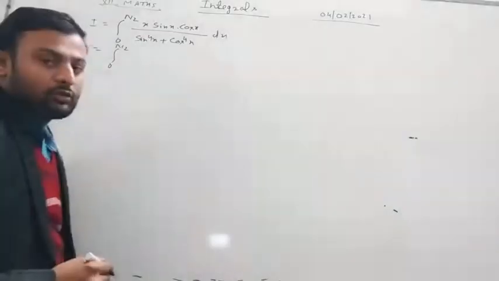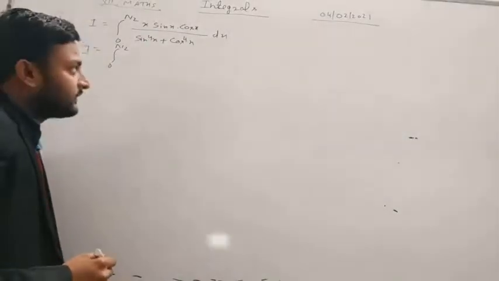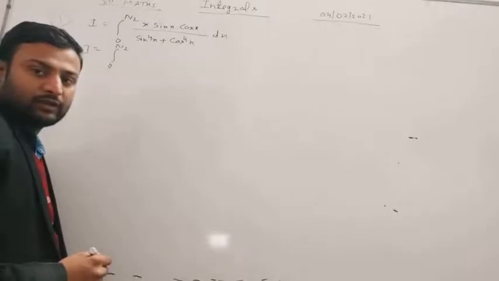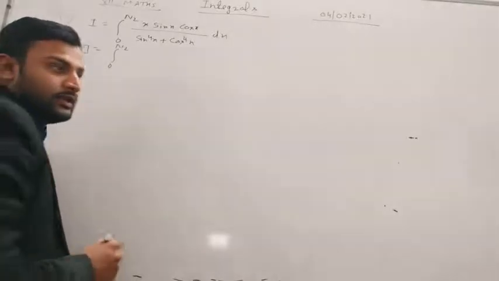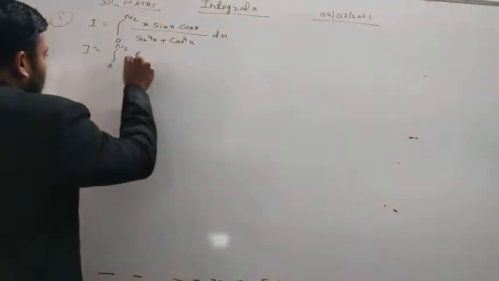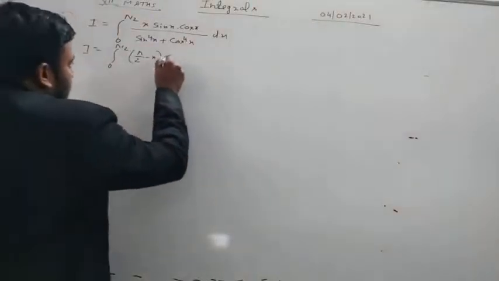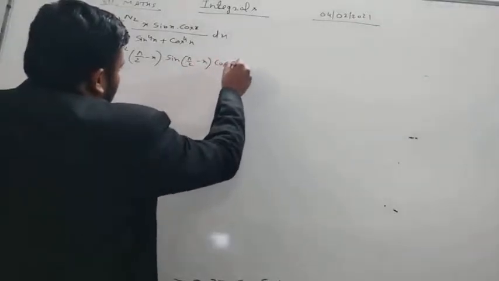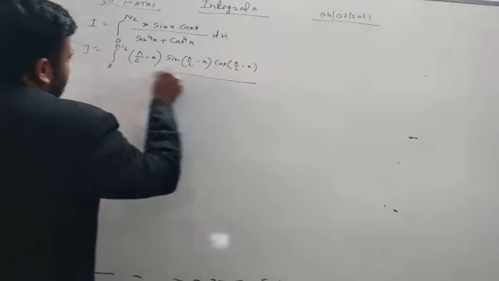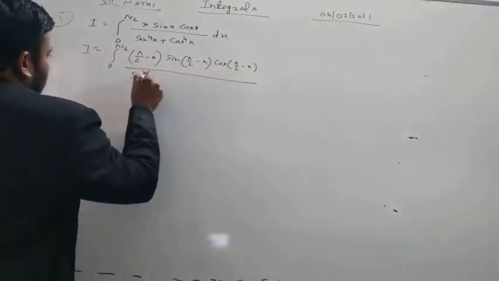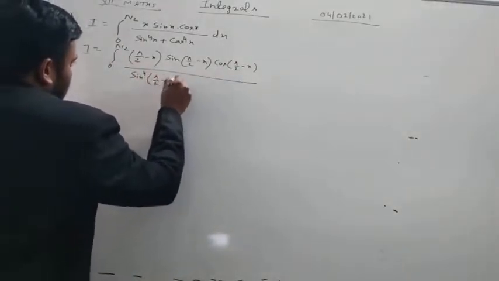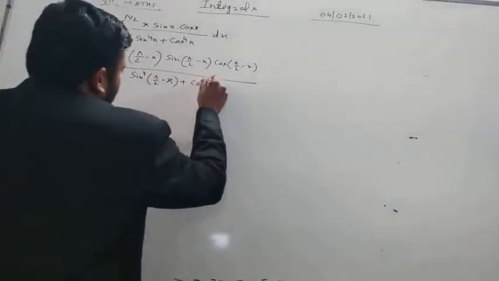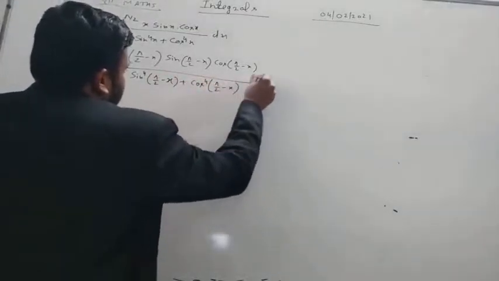I is equal to the integral from 0 to pi by 2. This is, students, the integral from 0 to a of f(x) dx, so we can use the property of definite integrals, that the integral from 0 to a of f(x) dx is equal to the integral from 0 to a of f(a minus x) dx. So we write pi by 2 minus x, sin of (pi by 2 minus x) cos of (pi by 2 minus x) divided by sin to the power 4 of (pi by 2 minus x) plus cos to the power 4 of (pi by 2 minus x) dx.